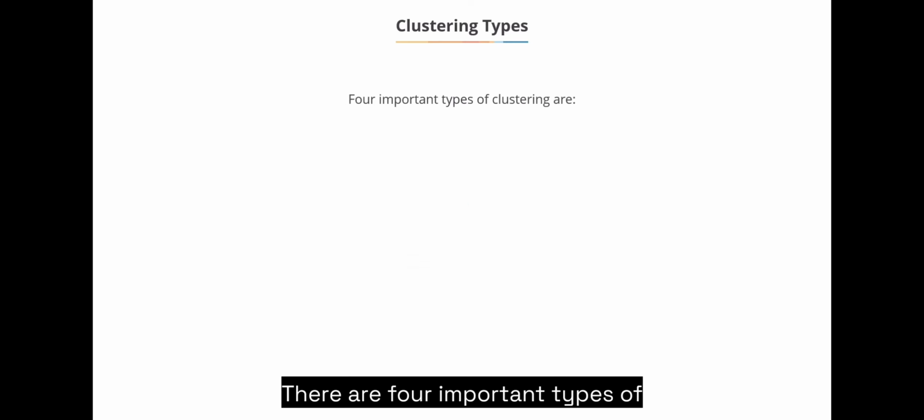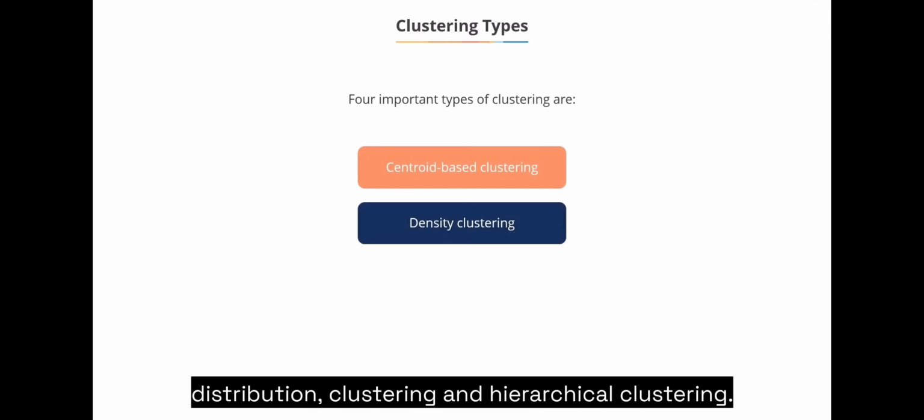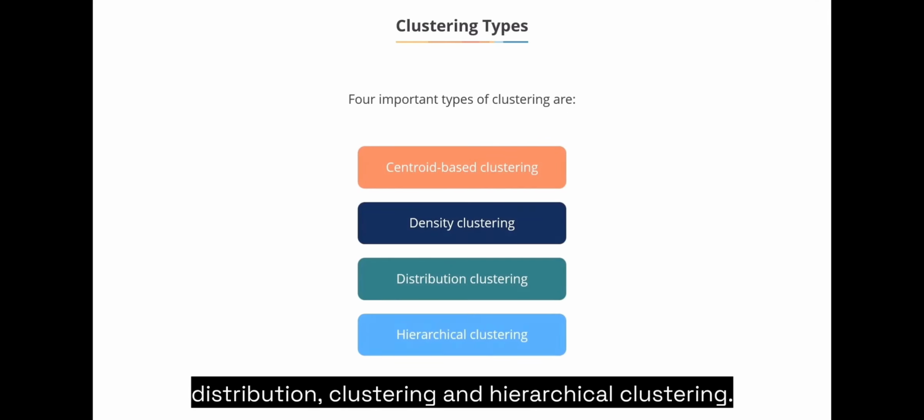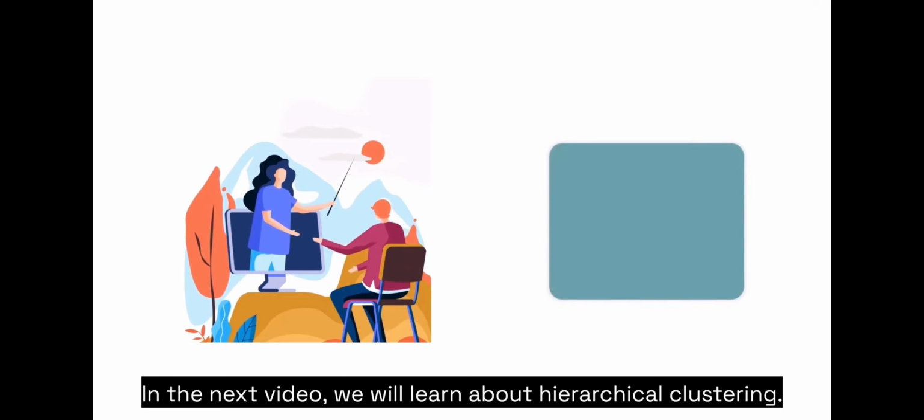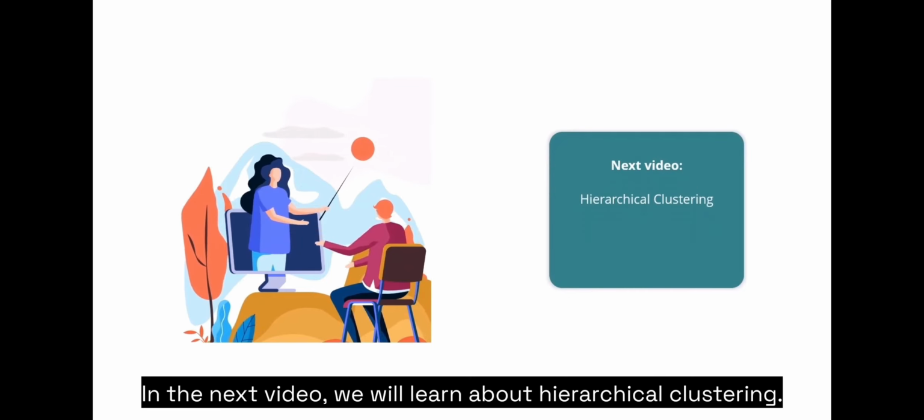There are 4 important types of clustering: centroid-based clustering, density clustering, distribution clustering, and hierarchical clustering. We shall learn about these types in subsequent videos. In the next video, we will learn about hierarchical clustering.